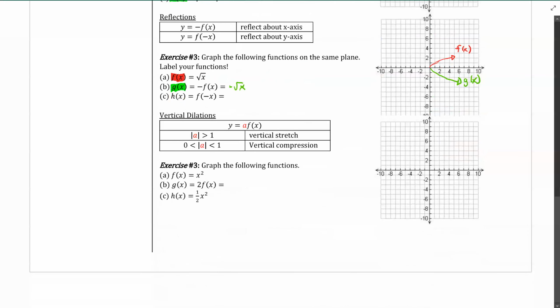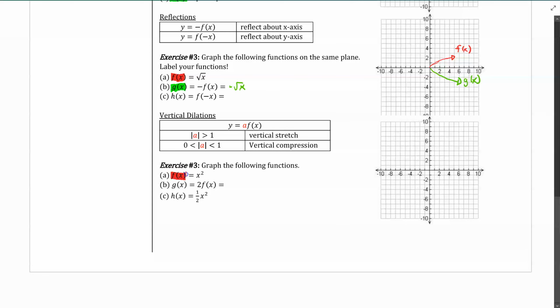And lastly, we have vertical dilations. So when the function is multiplied by a constant, we will either say that it is being stretched or it is being compressed. And so you don't need to worry about the fancy absolute value bars. All it's saying is, hey, is the number bigger than 1 or less than 1? If it's bigger than 1, it's stretched. If it's smaller than 1, it's compressed.